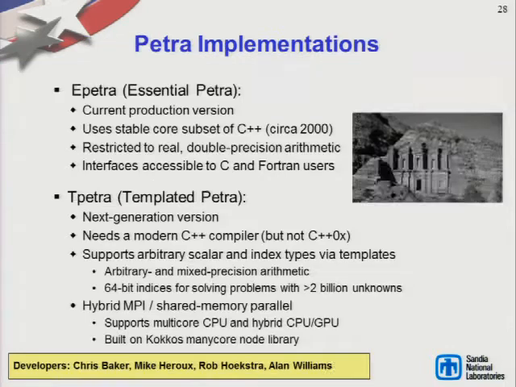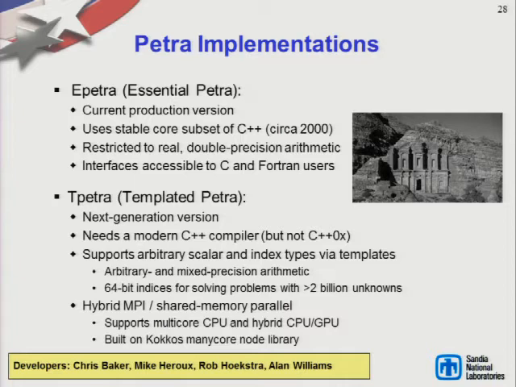So what that would actually look like, effectively, is one of these two things. So Epetra is our essential Petra. That's our kind of workhorse implementation of this. It's sort of circa 2000 implementation, real double precision, C and Fortran interfaces. That's what gets used 99% of the time, because it's kind of our production capability. This Tpetra is our kind of exciting next generation version.